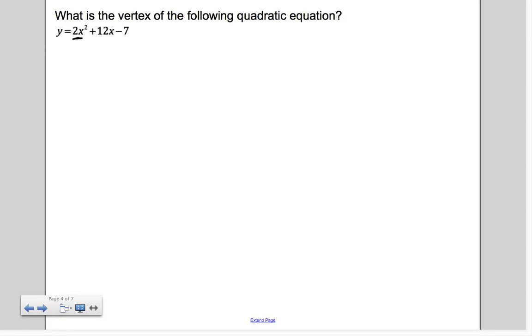So what we can do with this is what we call partial factoring. We're going to partially factor out the 2 just in these first 2 terms. So we'll have x squared plus 6x, minus 7.